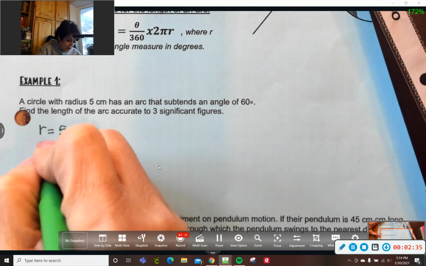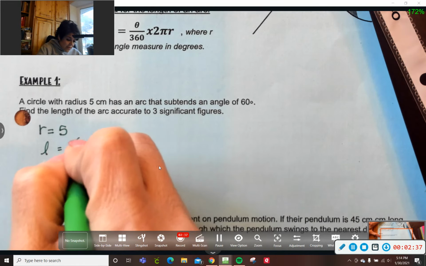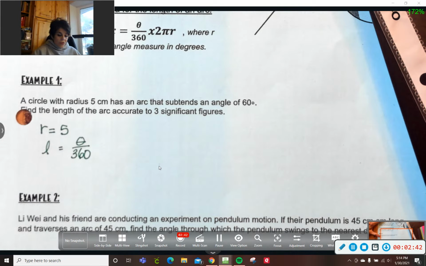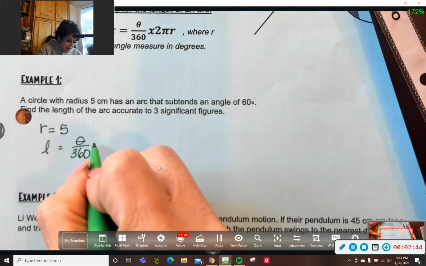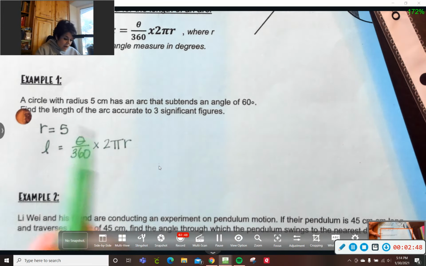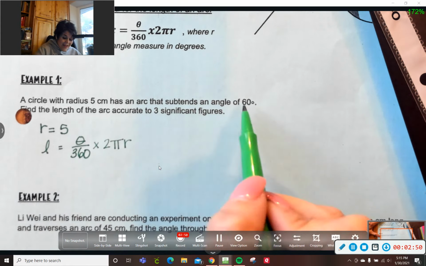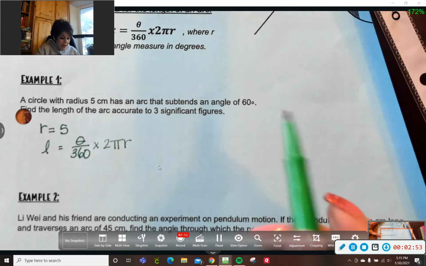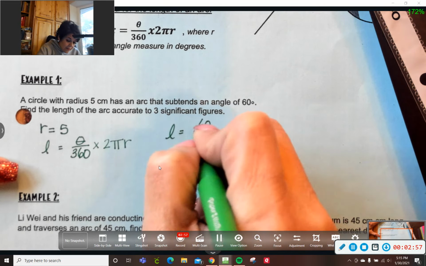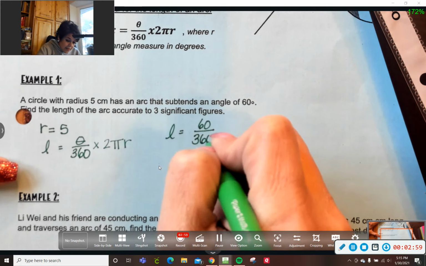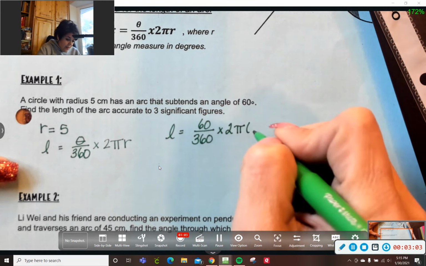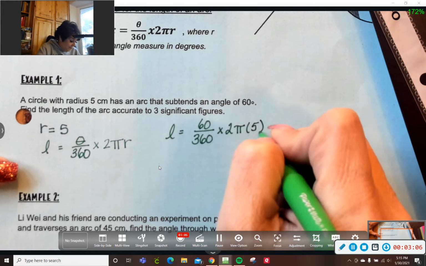We're going to say the arc length, we're going to call that L, equals theta over 360. So how much of the circle do we have? Times 2 pi r. I know r, and I know the angle is 60 degrees. Okay, so we're going to plug this in. L equals 60 divided by 360 times 2 pi, and we plug in r, which is 5.